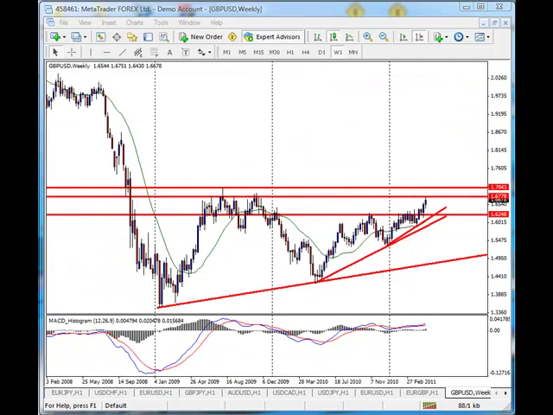Alright, here we are on the pound weekly, and as you can see, also nice bullish candles. Last video I mentioned these bullish weekly candles on the pairs, and if it wasn't for news, it would have been the perfect area to go long.